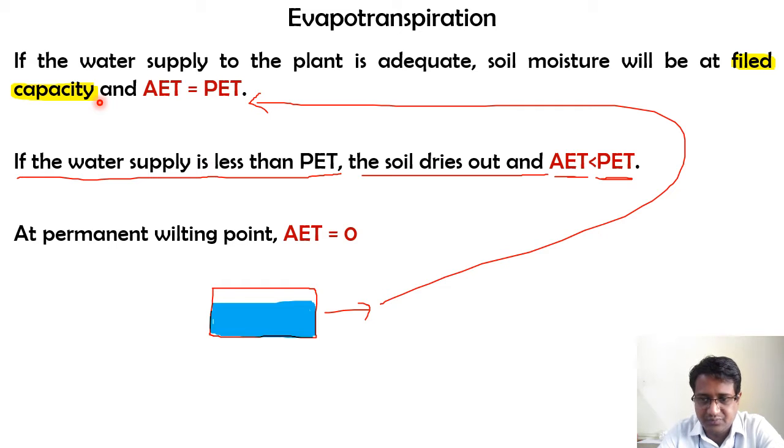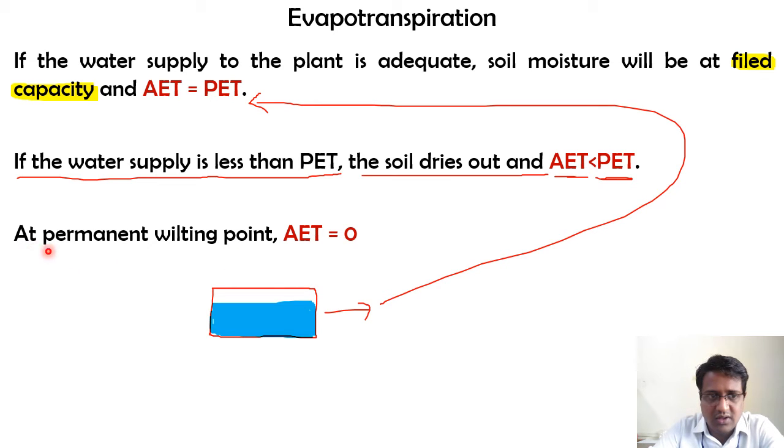It is less means less by 1%, 2%, 10%, 15%, 20, 30, 50. Irrespective of that, if the soil is not at its field capacity, whatever the evapotranspiration that occurs, we call that actual evapotranspiration, and it will obviously be less than the potential evapotranspiration.